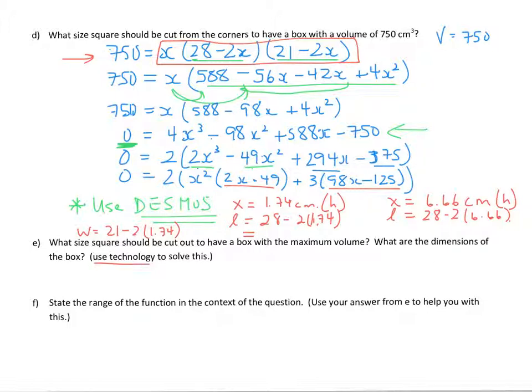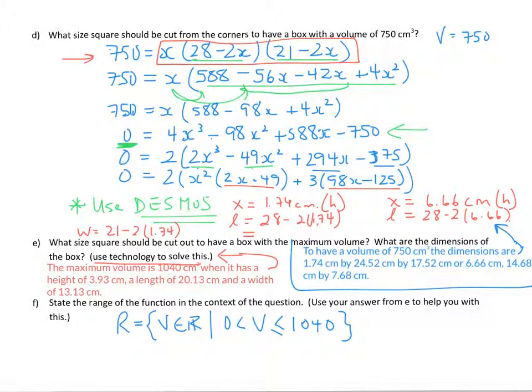Again, for the next question, use technology to solve that. Just tap on that maximum spot within the domain and figure out what that is. And then the last part here is just to state the range of the function in the context of the question. So given that we can only go for x values between 0 and 10.5, your volume has to be greater than 0, but you do have that maximum based on what you found in this question here. All right, so give that a try, and then you can check your answers.